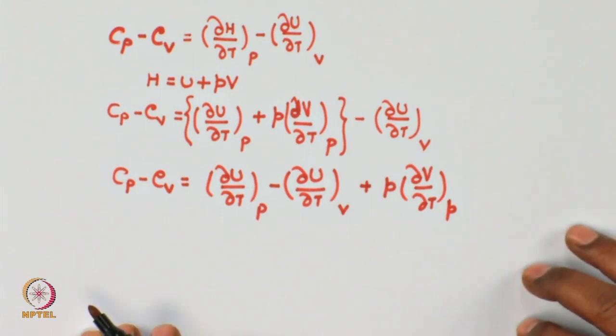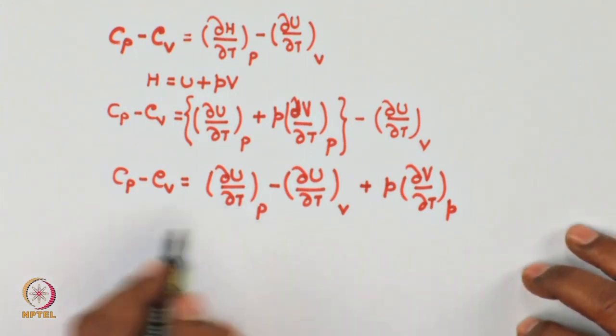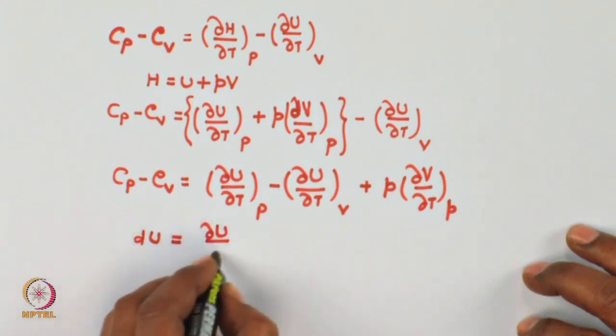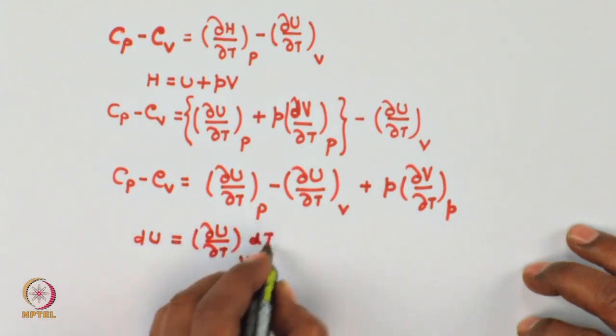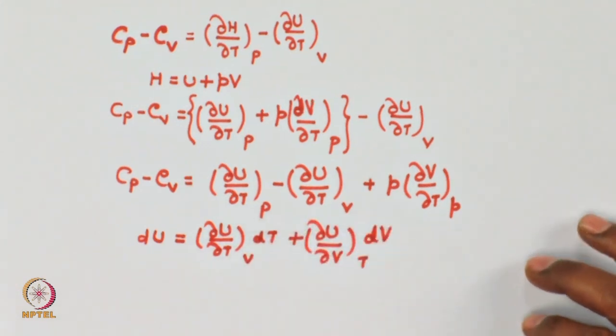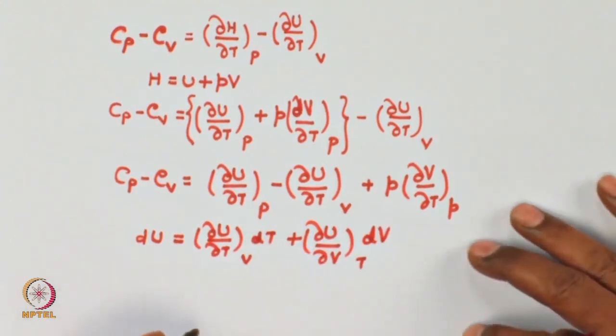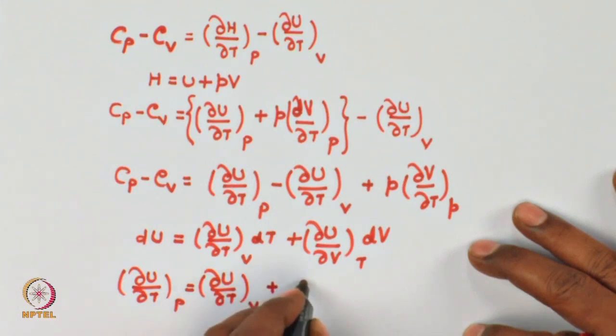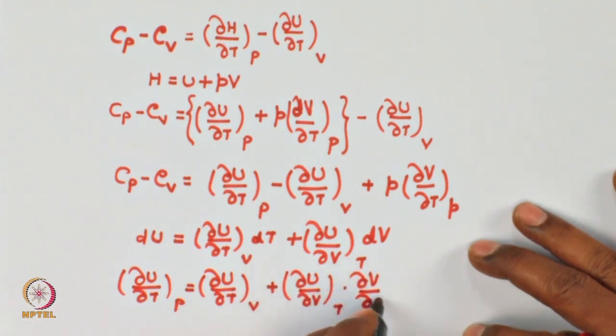We have just discussed in the previous session that dU is equal to dou U dou T at constant volume dT plus dou U dou V at constant temperature dV. And from this, I can write variation of internal energy with respect to temperature at constant pressure is equal to variation of internal energy with respect to temperature at constant volume plus variation of internal energy with respect to volume at constant temperature into variation of volume with respect to temperature at constant pressure. I have divided throughout by dT at constant pressure.